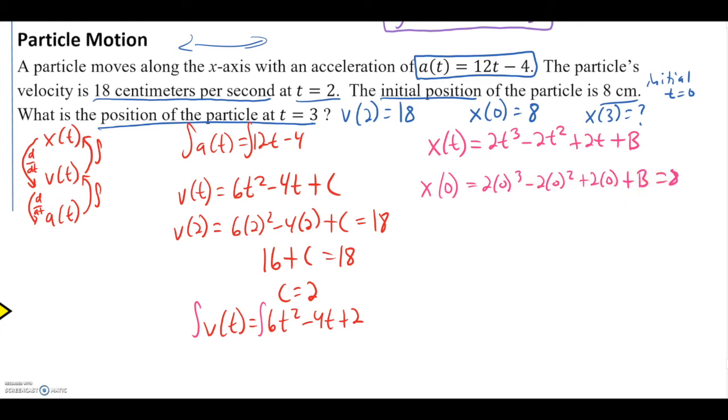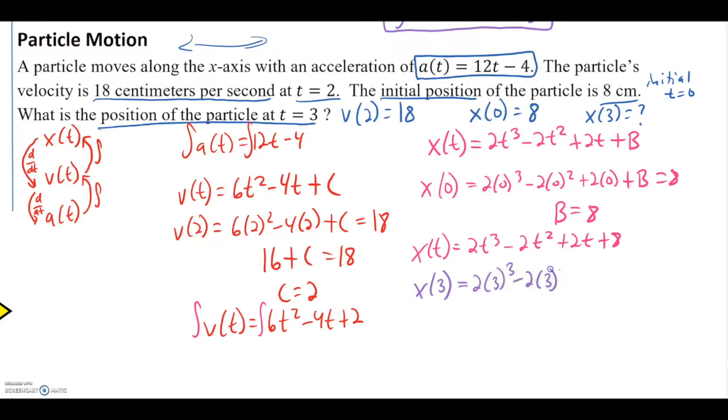And the nice part, anytime you're given something at time 0, is you get a lot of stuff to cancel out. Our b value is actually just 8. Our original position function is 2t cubed minus 2t squared plus 2t plus 8. And now we can answer our final question. We wanted to know our position at time 3. Now we just get to plug 3 into our position function and simplify it to get our final answer.